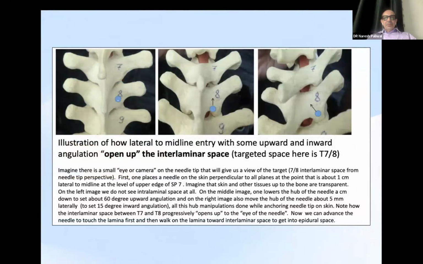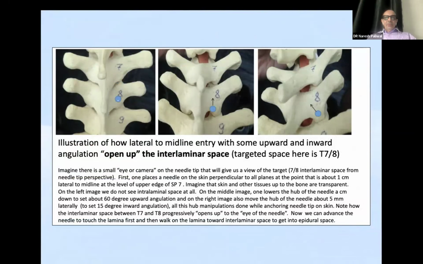Now, this is an illustration of how lateral to midline entry with some upward inward angulation can open up the interlaminar space. This is just an imaginary process. Just imagine that the needle tip has an eye or a camera on it. In the first image, you can hardly see any interlaminar space open.